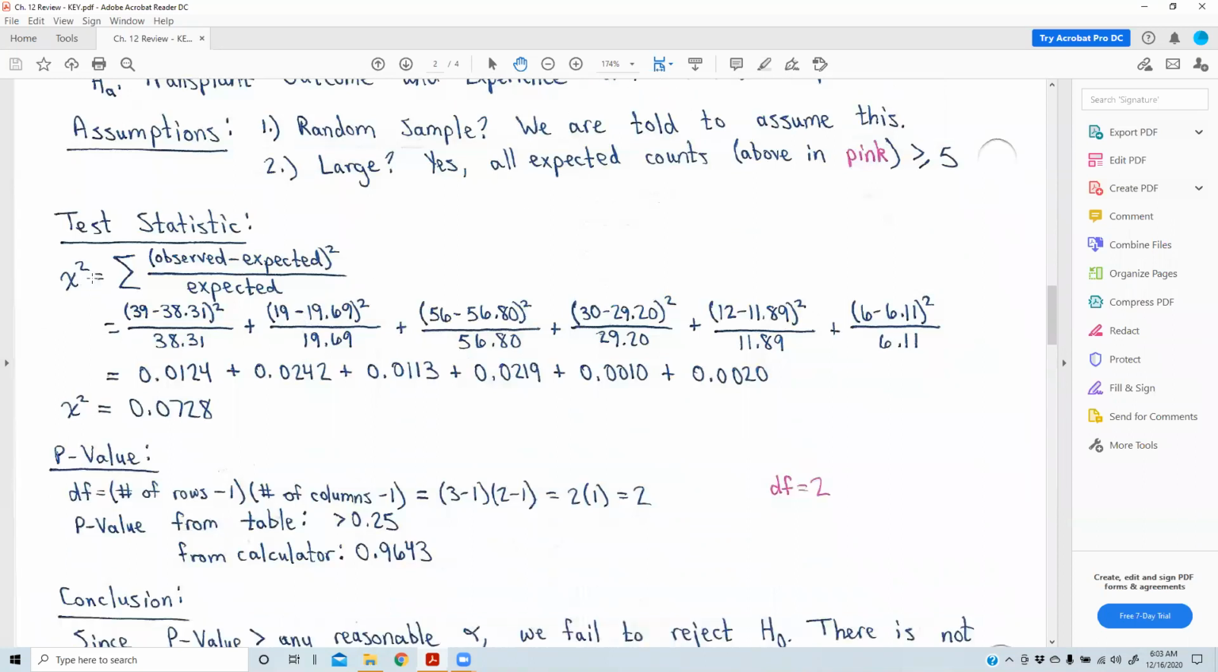Notice I wrote the formula for it, and then I went on to the computation. You don't have to write them out like this. I chose to. That's just me. I'm a number freak. I want to see what impacts the chi-squared the most if I needed to see that. When all the dust clears, we get a chi-squared value of 0.0728.